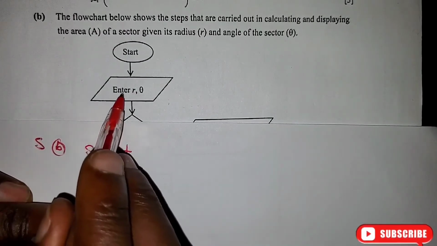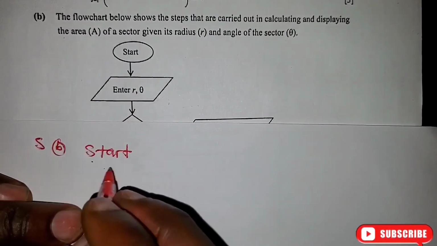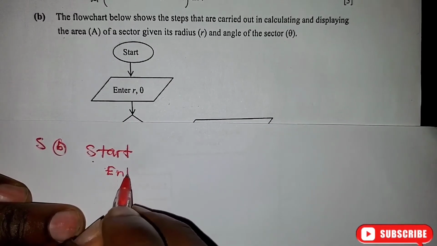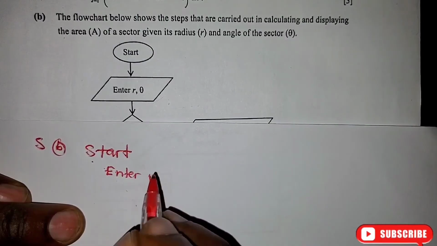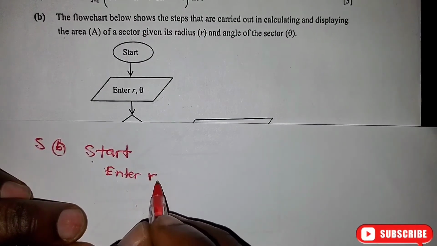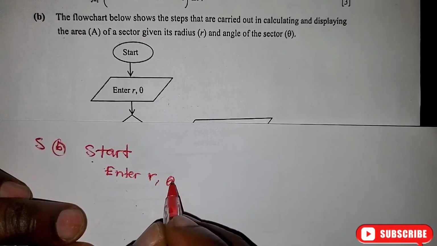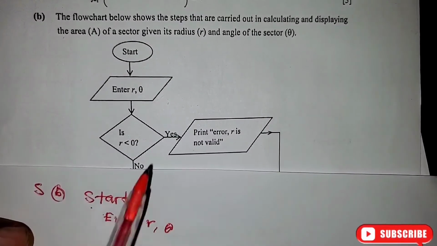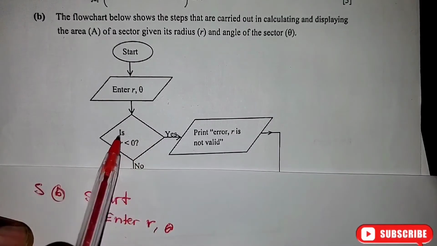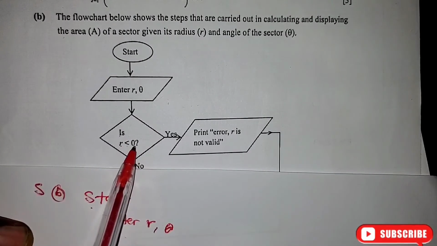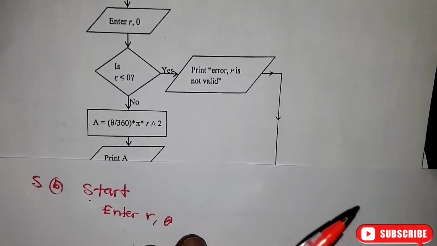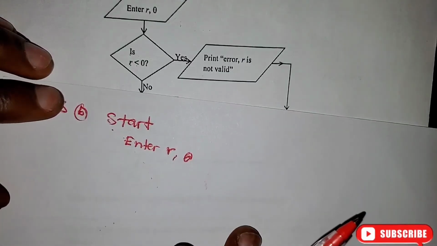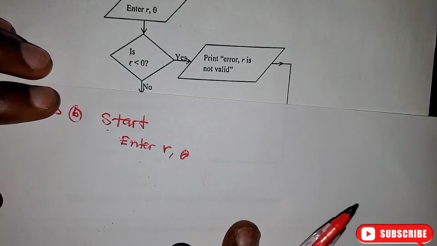The next statement on this parallelogram is enter. So you can just write enter r and theta like this. Now when you come to this stage, this is a decision box. Is r less than 0? It's a question, so there are two possible answers. It can either be yes or no.